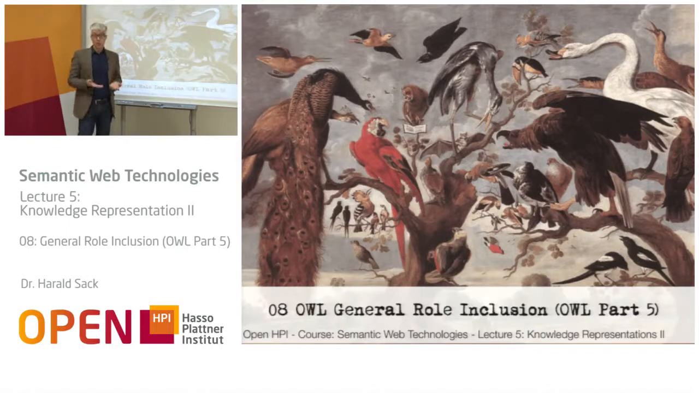General role inclusion means that you will be able to construct complex roles or complex properties from simpler properties, from atomic properties. So, for example, the uncle is the brother of my parents. So you have has parent and has brother as atomic or simple properties, and by connecting them, you're creating a new property, which is then the uncle.